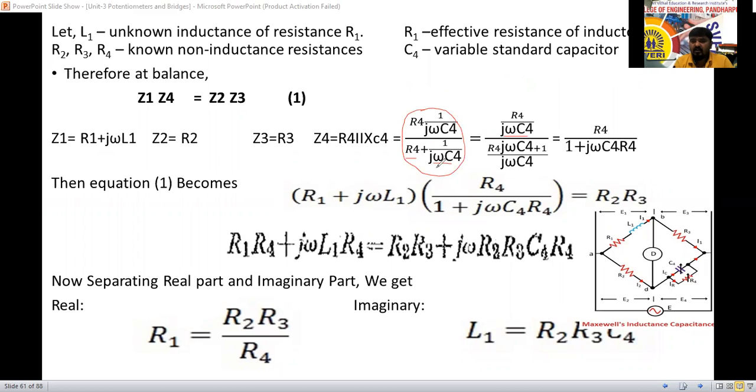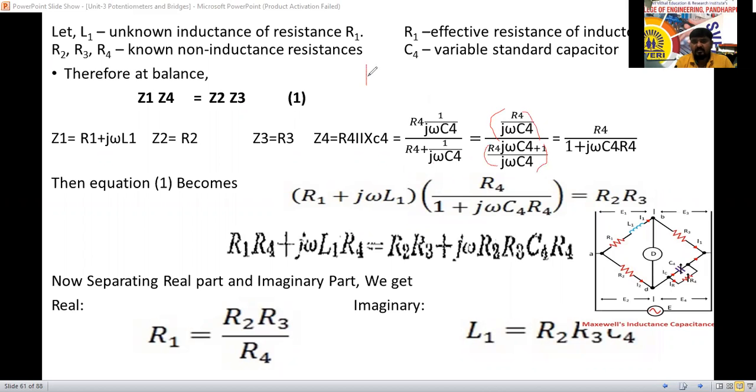Here I will take the LCM also. Thus R4 into j omega C4 plus 1 over j omega C4. Here, 1 by j omega C4 divided by 1 by j omega C4, this term will get cancelled. Yes or no? Will it cancel or not? Think carefully. If you are confused, tell me, I will clear it now. This one is like this term. I will write it here.